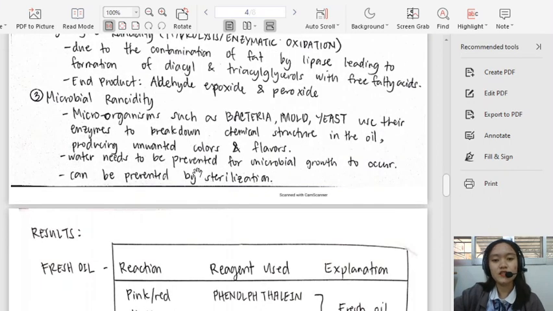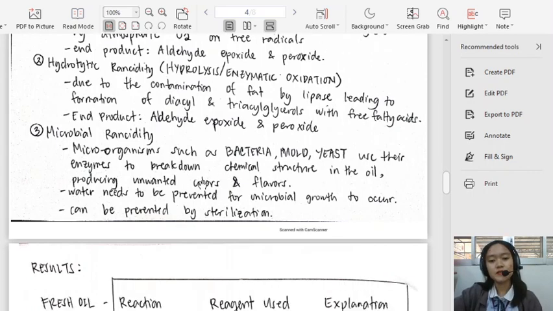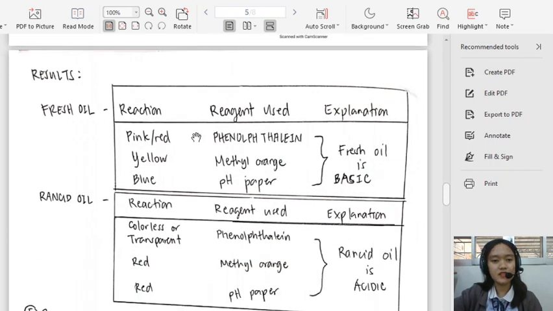Next, water needs to be prevented for microbial growth. Just like with hydrolytic rancidity, when you store your fats and oils or foods containing fats and oils, there should be no presence of water because it will help microbes grow faster. This can be prevented by sterilization. You sterilize the containers in which you place your fats and oils. Make sure they are clean.